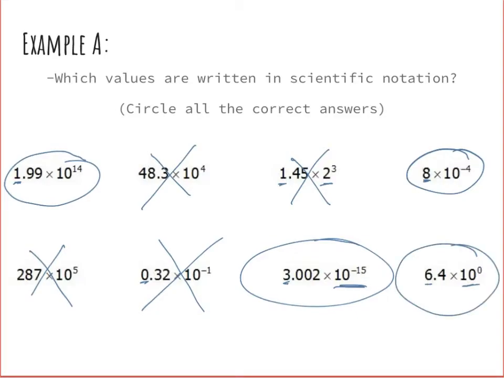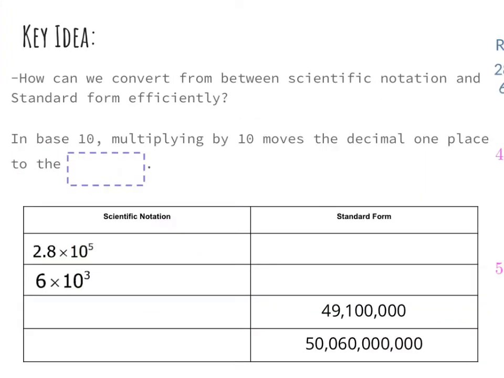So we've identified all of the numbers that are scientific notation. Notice that their first number is equal to or greater than 1, and they have a product raised to the power of 10. Let's go ahead and look at some more key ideas. Our next key idea asks, how can we convert between scientific notation and standard form efficiently? In base 10, multiplying by 10 moves the decimal one place to the right. So we're going to be moving one place to the right every time that we have something raised to the power of 10. Let's take a look at our first example.